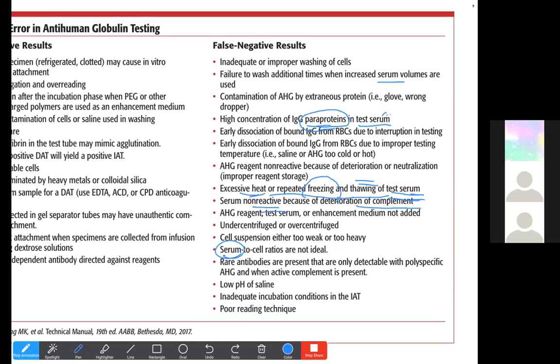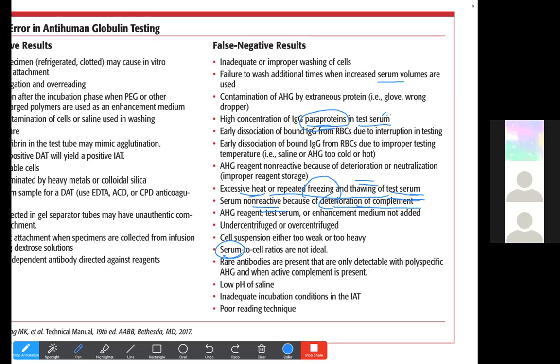And also, if the time is too long between the drawing of the sample and the testing, the sera may show deterioration of the complement dependent antibodies. So the way you handle these sera would also affect it, because as we said, if you take it from IV lines, or add it in gel tubes or EDTA tubes, that will cause an unauthentic complement activation.